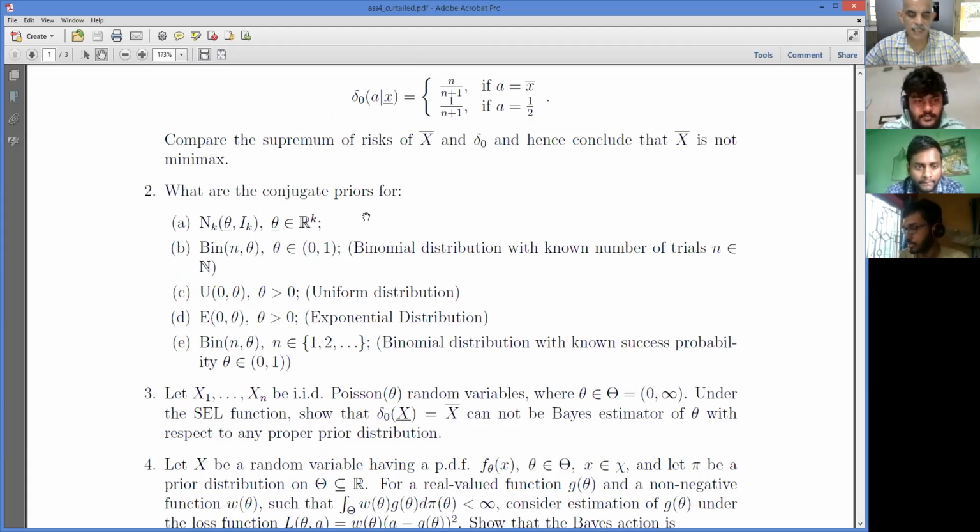So in the question 2, in each of the cases you have to find what should be the conjugate prior. Now, the definition of conjugate prior is such that a prior is said to be conjugate prior if, when you consider the posterior distribution, that means theta given x, it belongs to the same family, right? So for example, if prior was normal, and posterior also belongs to normal, then I say that your normal prior distribution is a conjugate prior.